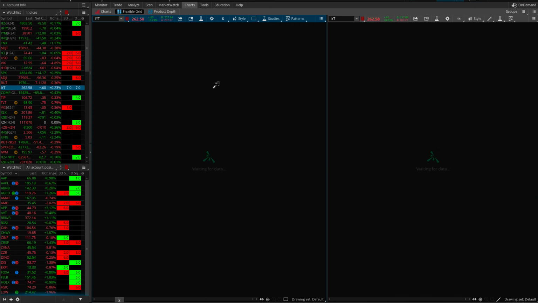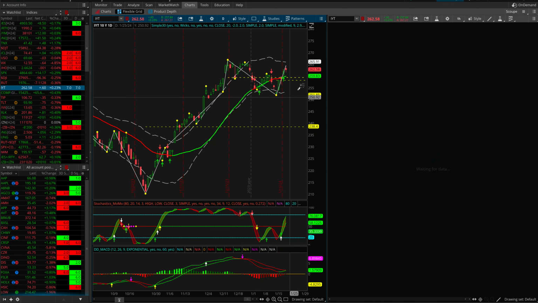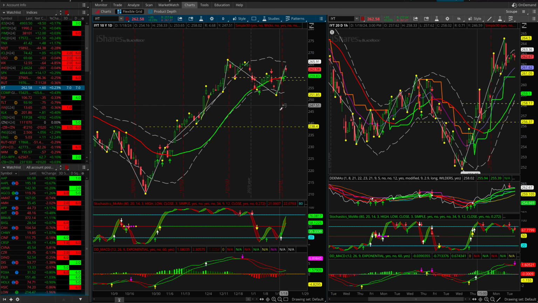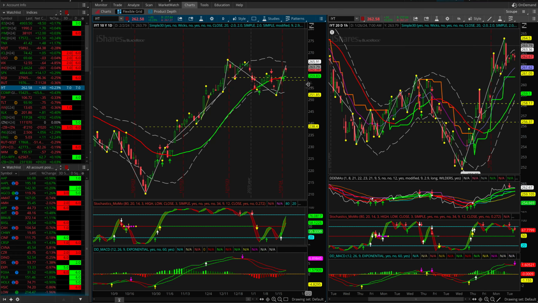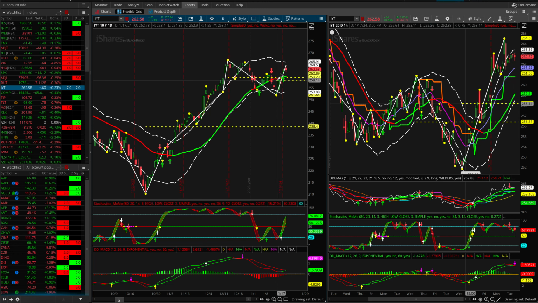And the IYT is the transportation index, and really it's had a little bit of a breakdown. We could go sideways for a bit and then make a decision here, but it's back to green again.